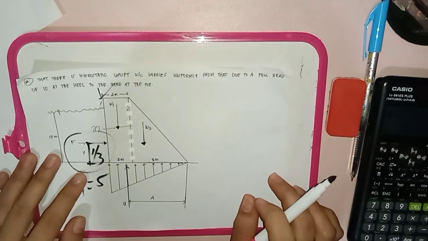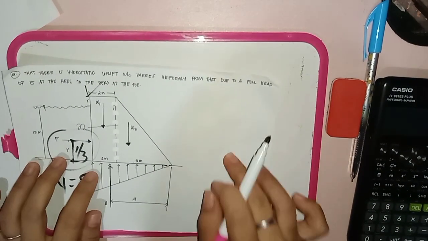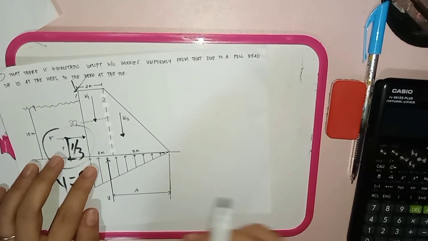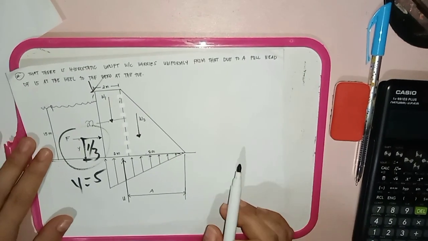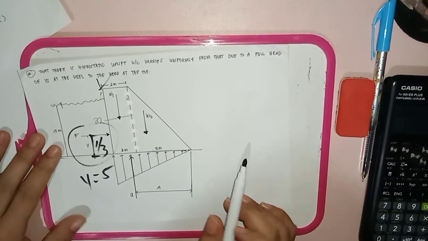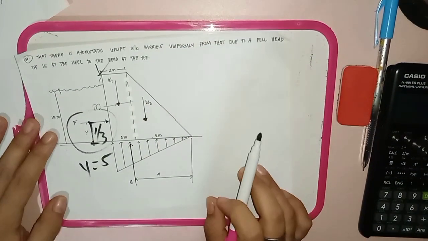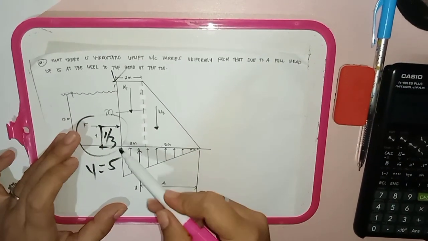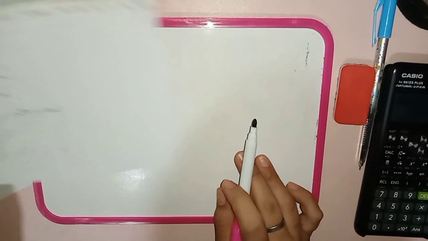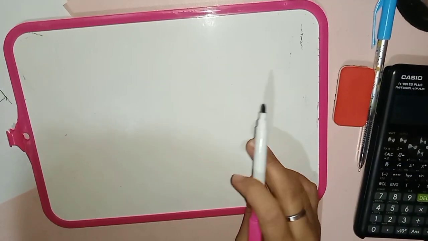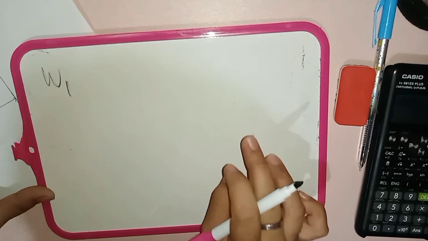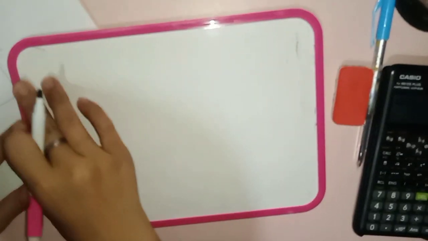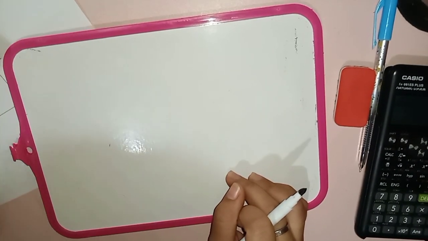So now let's proceed to example number 2. Same problem, but now we will consider hydrostatic uplift which varies uniformly from a full head of 15 meters at the heel to zero at the toe. So that is the uplift. The process is the same. The problem and the givens are the same, so we no longer need to compute weight 1.